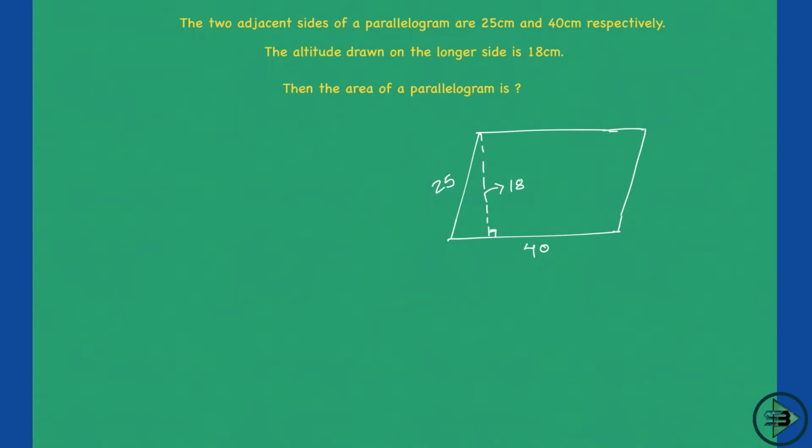So height is given, base is given. So what is the area of the parallelogram? 40 into 18. Correct? Base into the height. What is this now? 18 fours are 72, 720.